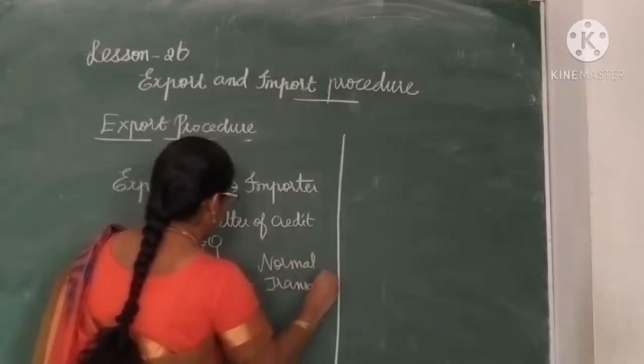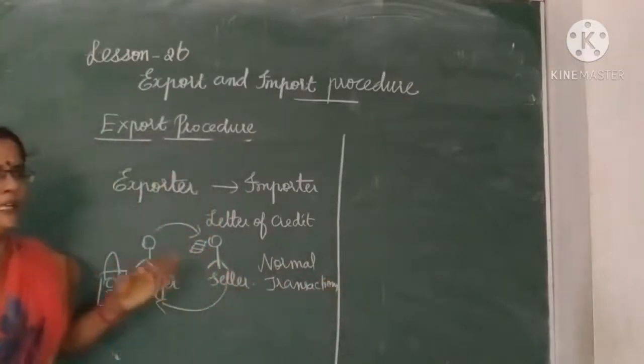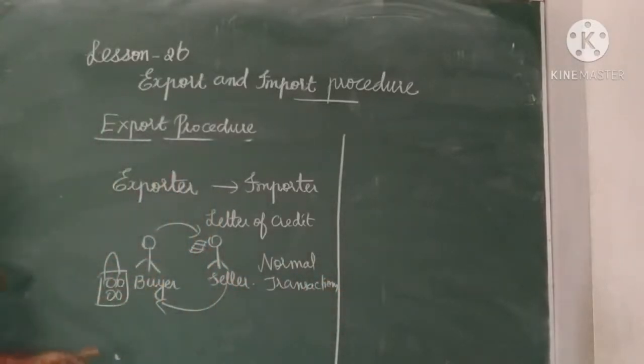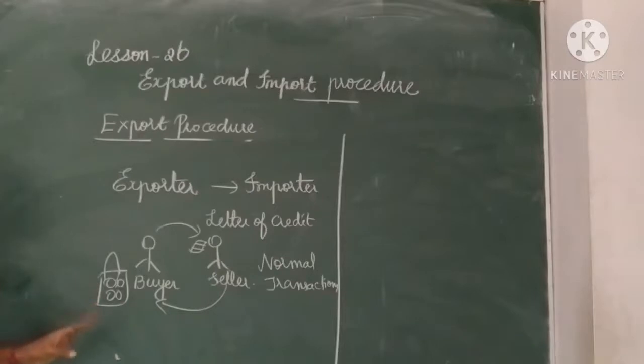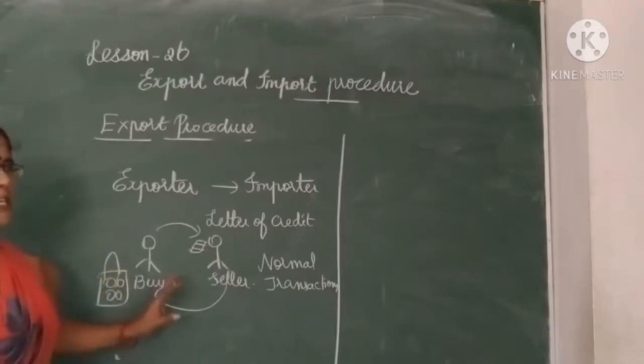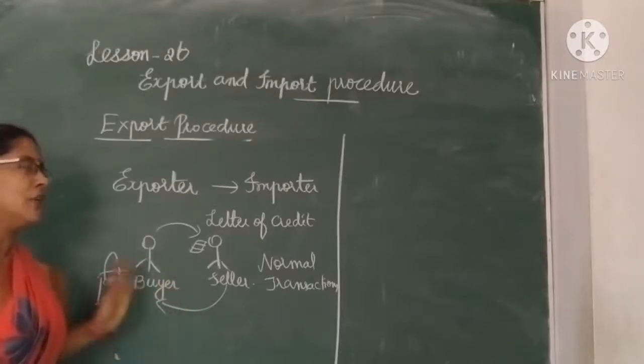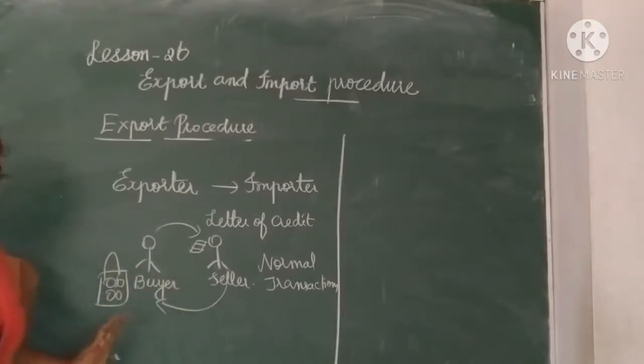But just think of a situation where the buyer and seller are in different geographies and in different countries. So they don't know much about each other, isn't it? The exporter is in one place and the importer is in another place. They don't know much about each other. But the buyer wants to purchase the goods and the seller is also willing to sell the goods. So let us see what is letter of credit.